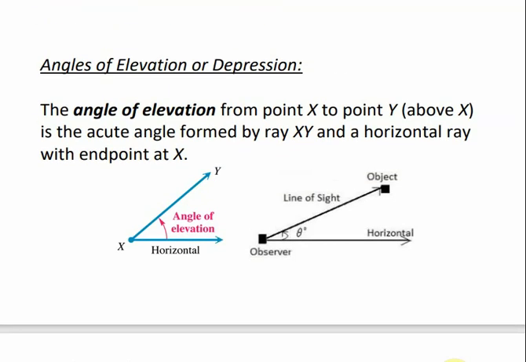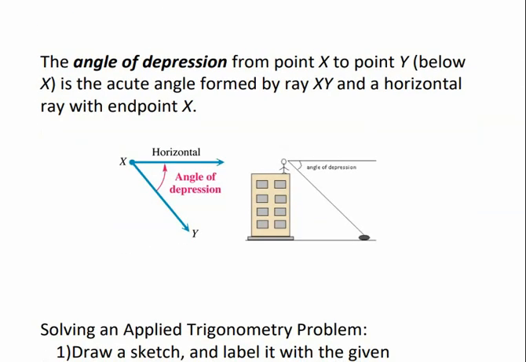The angle of elevation from point X to point Y is the acute angle formed by the ray XY and the horizontal ray with endpoint at X. So what that means is if we have a horizontal line, the angle of elevation would be this angle that is created when we have another ray coming off of that same point. So if we rise from a horizontal, that's called an angle of elevation. You'll see the difference if we talk about the angle of depression.